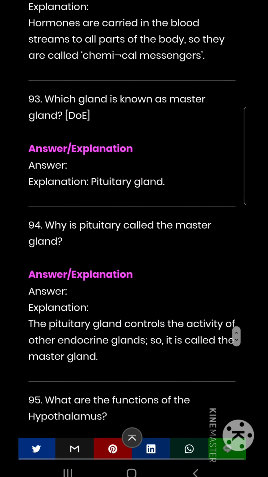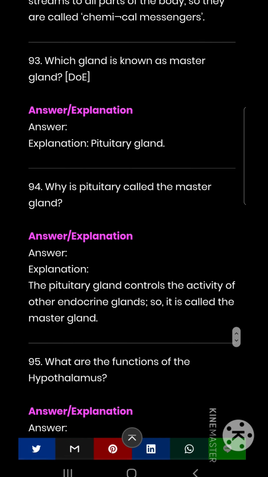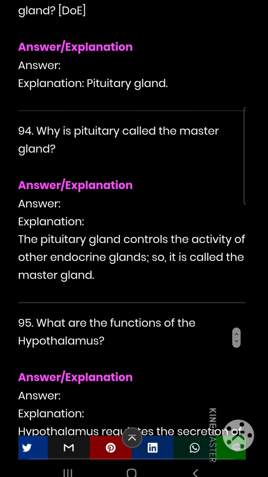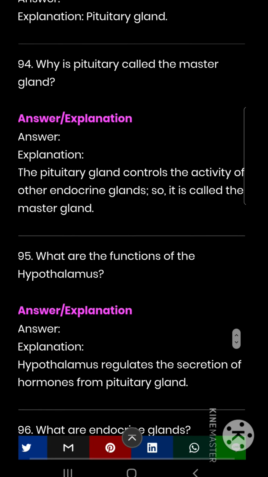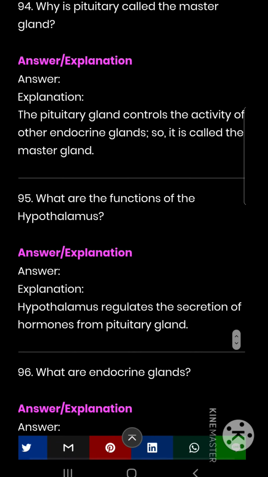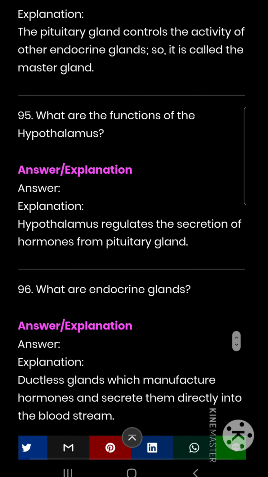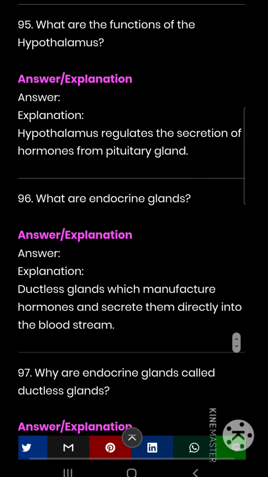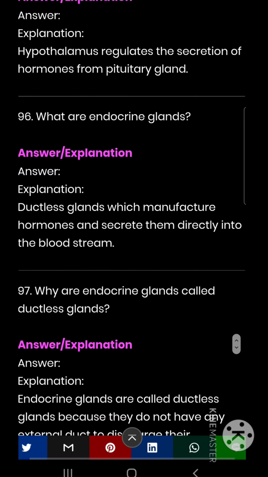Which gland is known as master gland? It is pituitary gland. Why is pituitary gland called the master gland? The pituitary gland controls the activity of other endocrine glands, so it is called master gland. What are the functions of hypothalamus? It regulates the secretion of hormones from pituitary gland.